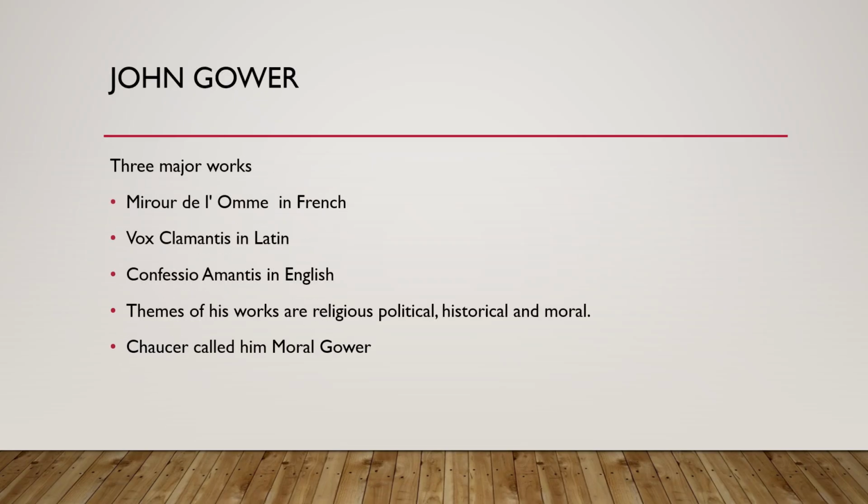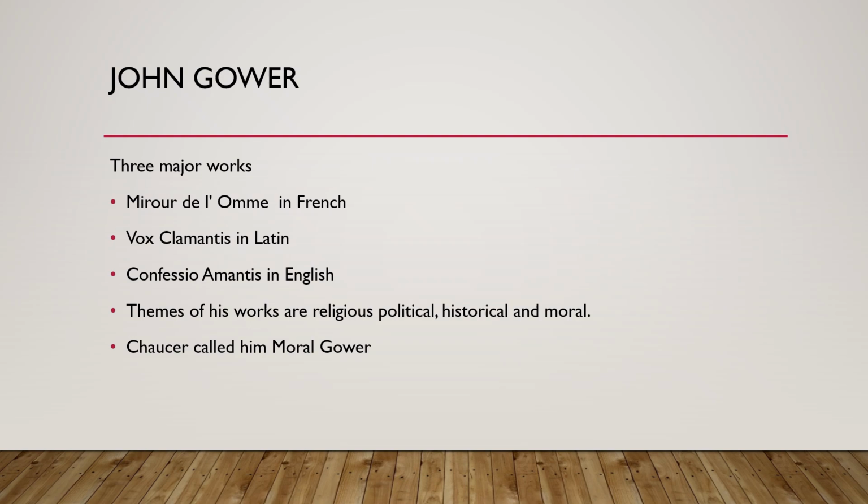Let's have a glimpse of the major works of John Gower. A contemporary of William Langland and the Pearl poet, and a friend of Geoffrey Chaucer, John Gower is remembered mainly for his 3 major works: Mirror de l'Homme, Vox Clementis, and Confessio Amantis, all long poems written in French, Latin, and English respectively. When Chaucer went on a diplomatic mission to Bali in 1378, Gower was entrusted with the power of attorney over his affairs in England.